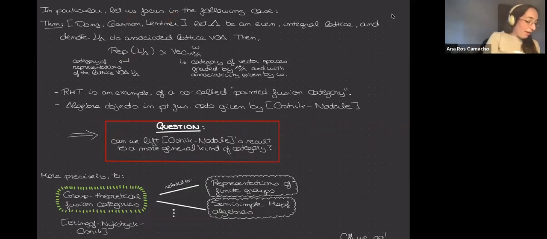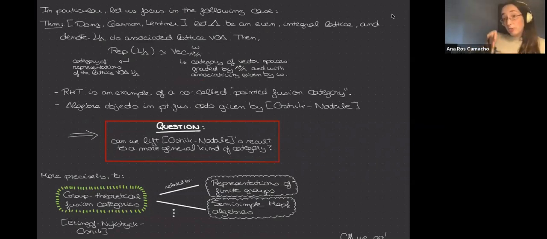It states that if we have an even integral lattice and we denote the associated VOA as V_Lambda, then there exists an equivalence of categories. On the left-hand side, we have the category of representations of this lattice VOA. And on the right, this should be equivalent to the category of vector spaces whose grading is given by this quotient, the dual lattice modulo the lattice itself. And the associativity is tweaked by a certain function I'm going to denote as omega, and you can come up with what this is out of the lattice. So the one on the right is an example of something called a pointed fusion category.